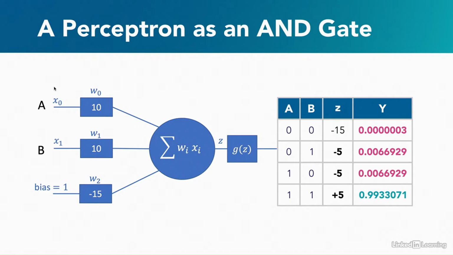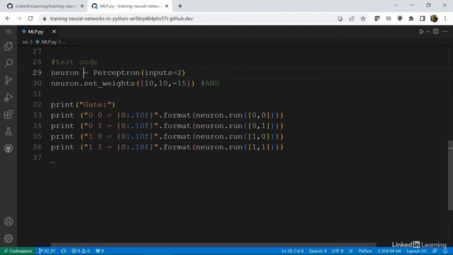So as you can see in the y column, the top 3 values are very close to 0, so they may be safely rounded to 0. And the last value is almost 1. So here's how I test.